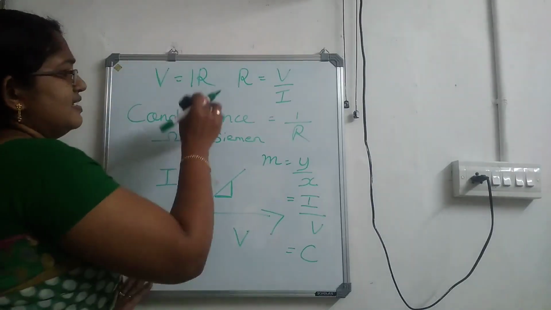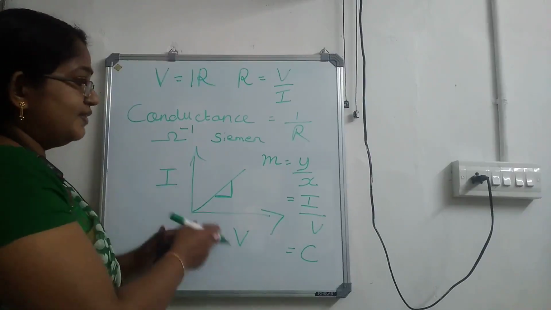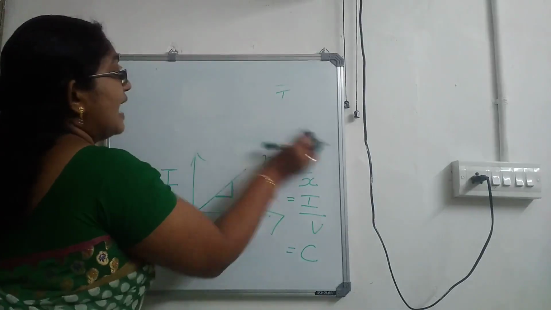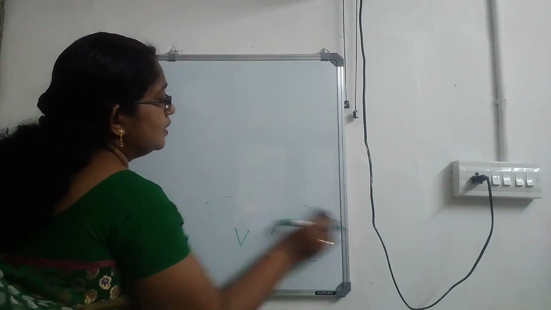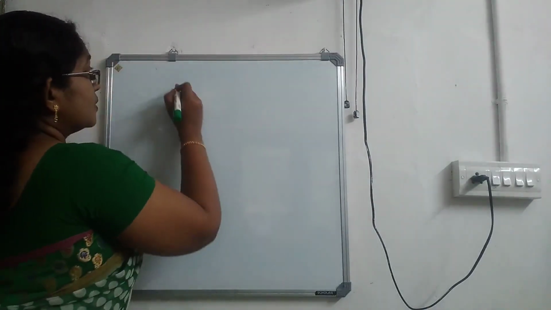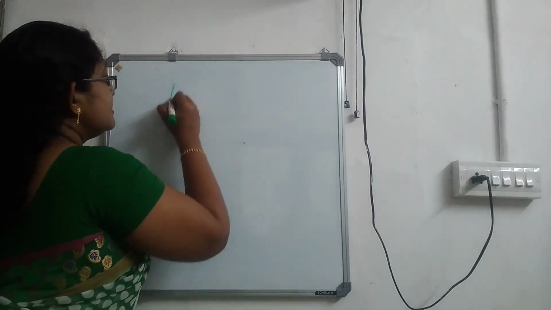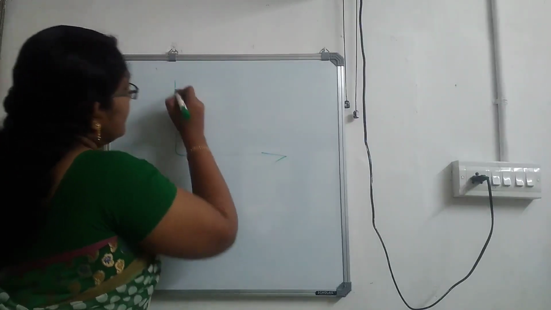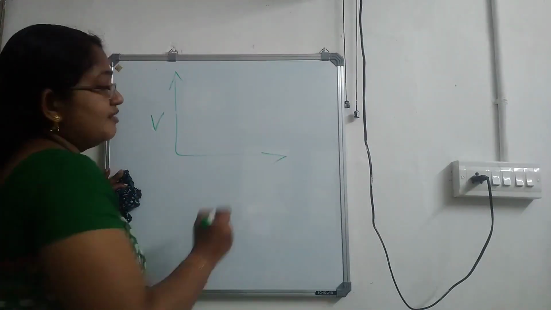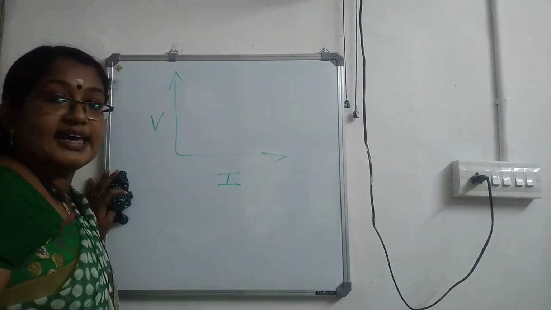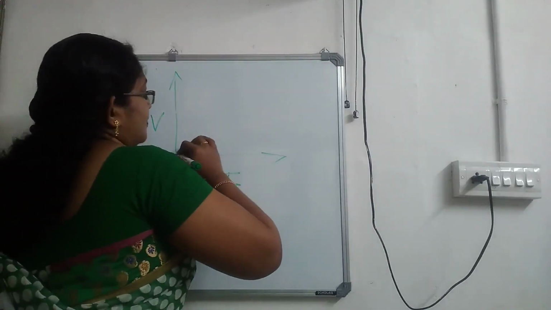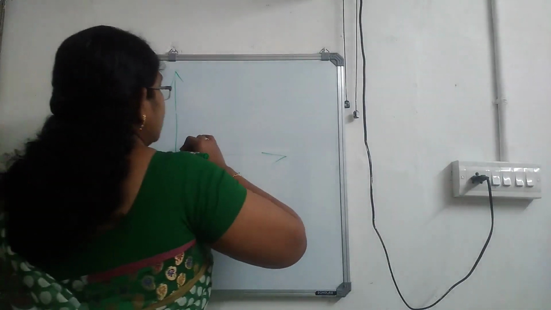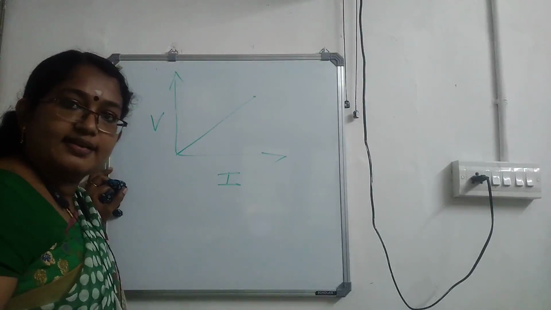Then next is VI graph. Okay. Now I have drawn IV graph. Now we will be drawing what? VI graph. So in this case, we'll be taking V along the y-axis and I along the x-axis. So when you are considering Ohm's law, if the object is obeying Ohm's law, this VI graph also will be a straight line.